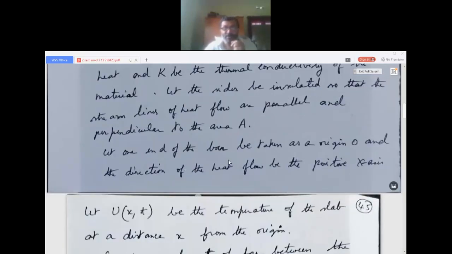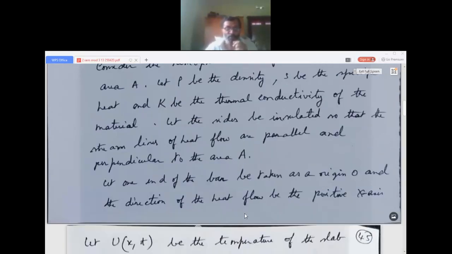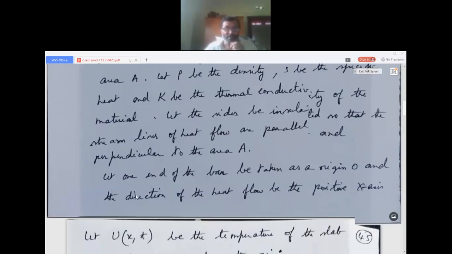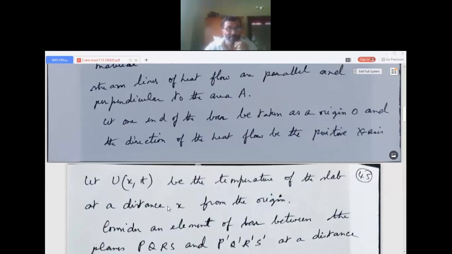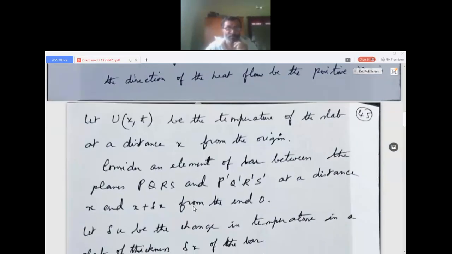Let one end of the bar be taken as the origin O, and the direction of heat flow be the positive x-axis. U of x, t is the temperature of the slab at a distance x from the origin.